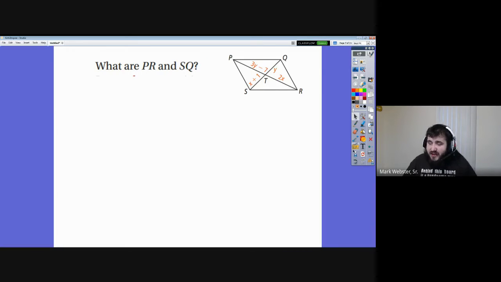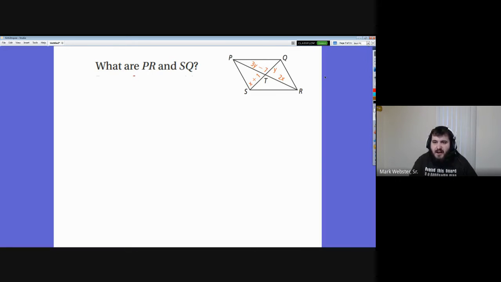Okay. Same exact problem, just different numbers, right? They're looking for PR and SQ. So let's get our x and y values so that we can go through and do this. Let's set the two pieces equal to each other. We've got x plus 1 equals y. We've got 3y minus 7 equals 2x.